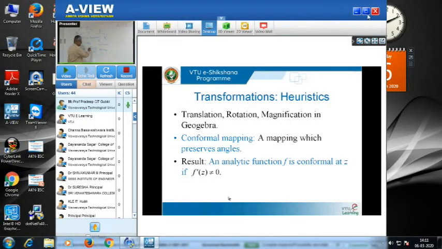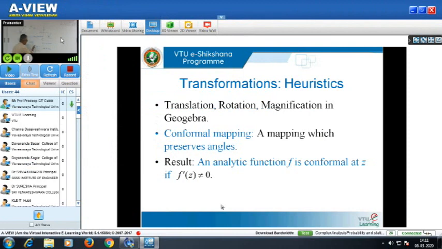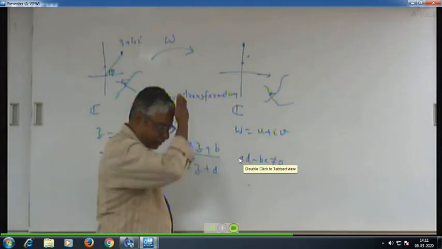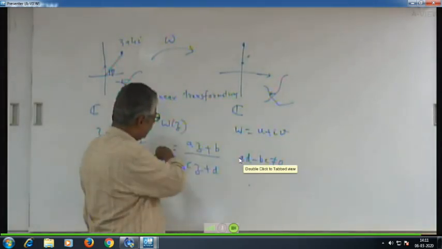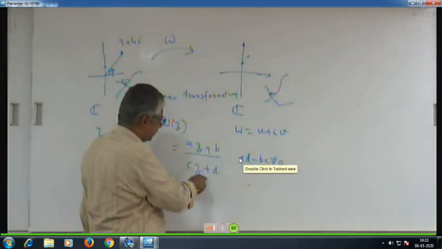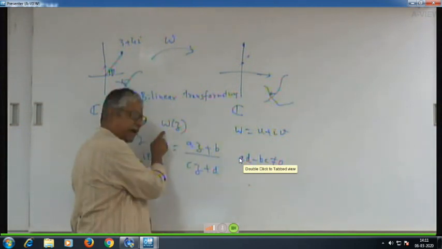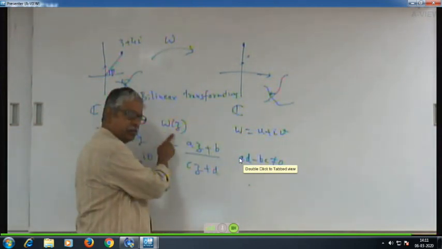W dash z is not 0. So you go home and check what is W. You have already, in the first part of your first module, the previous module, been taught how to find the derivative of W with respect to z.